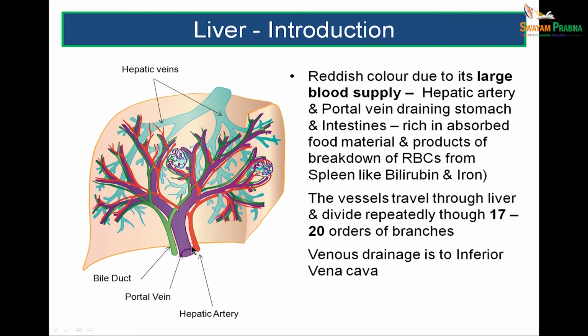If you look at the vessels in the liver in this figure here, this is a cut section of the liver showing you a site at the lower end where the vessels enter and leave. And these vessels, when they enter the liver, break up into 17 to 20 orders of branches. This blood is ultimately drained via the hepatic veins into the inferior vena cava.